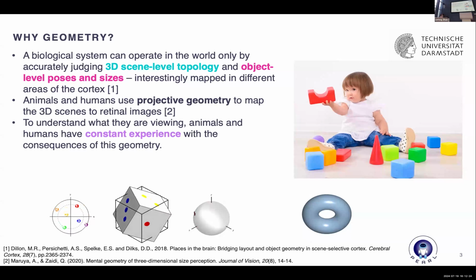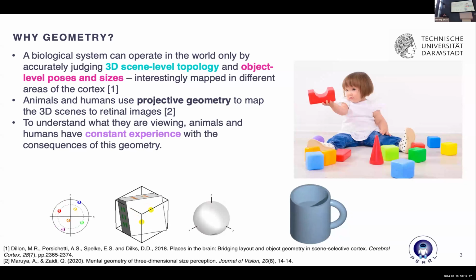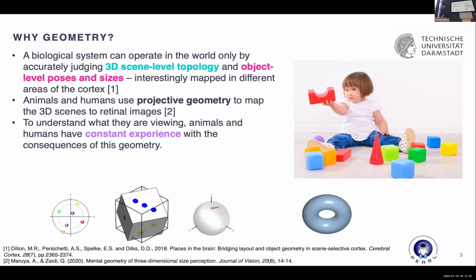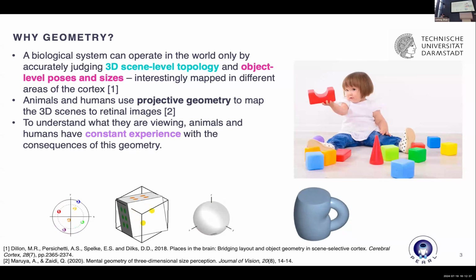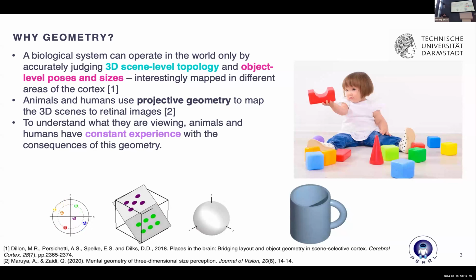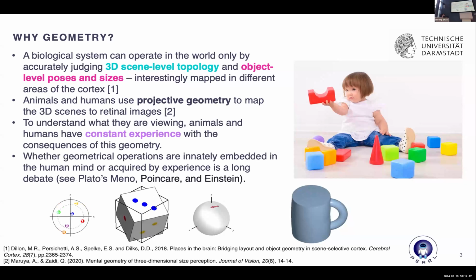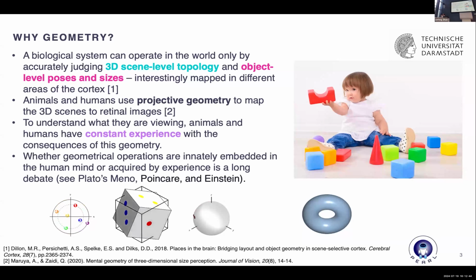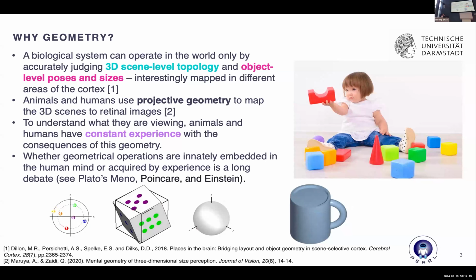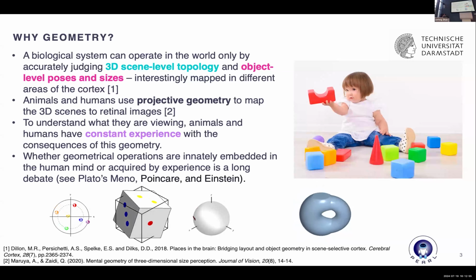And to understand what they are viewing, animals and humans have a constant experience with the consequences of the geometry. And this forms our understanding about the 3D world and actually object level information whenever we interact closely with some objects. Now, whether these geometrical operations are innately embedded into our brains or acquired by experience over a long time, it is a point of discussion and debate, and there are many different philosophies.